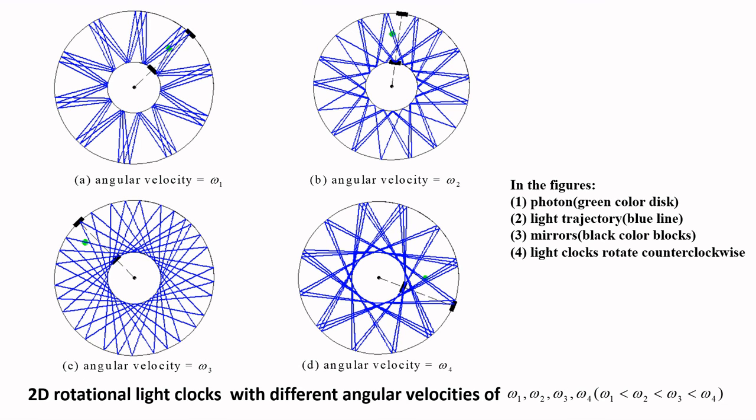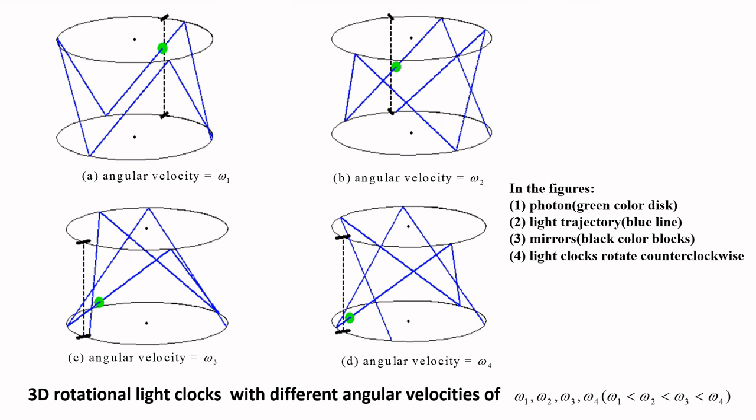Here are the two-dimensional rotational light clocks with different angular velocities omega 1, omega 2, omega 3, and omega 4. Omega 1 is smaller than omega 2, omega 2 is smaller than omega 3, and omega 3 is smaller than omega 4. And we can see here that as the angular velocity changes, the light trajectory marked by the blue line also changes.